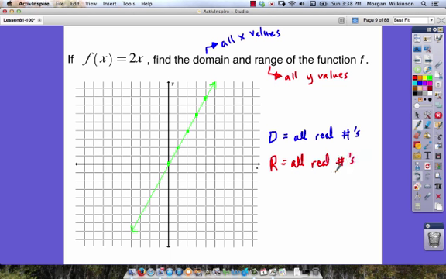Now let's look at another one, because you might be thinking, well, won't the domain always be all real numbers and the range always be all real numbers if we're working with lines? Let's look at a few more examples to help answer that question.